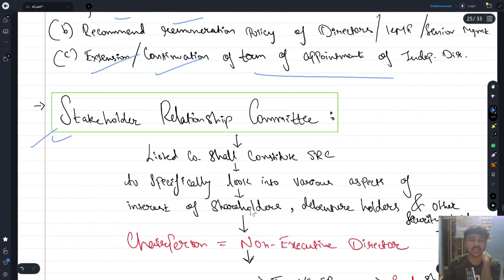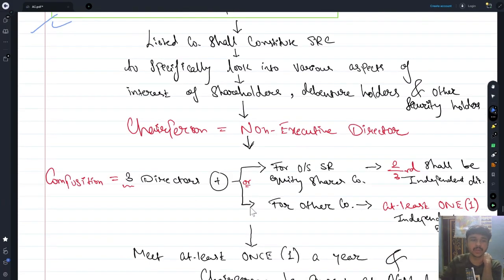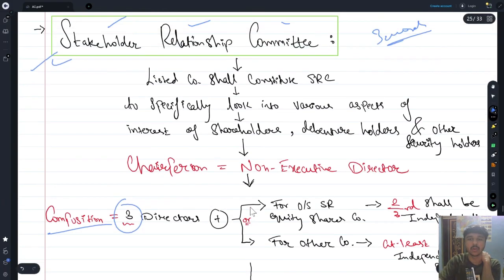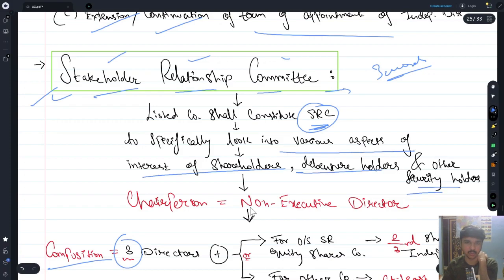Next comes the Stakeholders Relationship Committee. What is the Stakeholders Relationship Committee? Again, 1, 2, 3, 3 words. So 3 members are going to be there. So the composition will include 3 directors. Now, whom are they going to listen to? Stakeholders. Shareholders. Does anybody listen to shareholders? Hopefully nobody. So listed companies shall have a Stakeholders Relationship Committee, and they need to look into various aspects of the interest of shareholders, debenture holders, and other security holders.